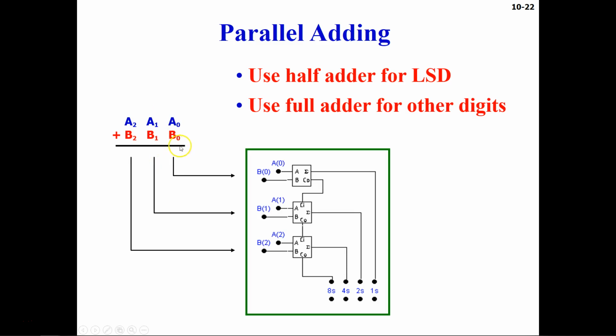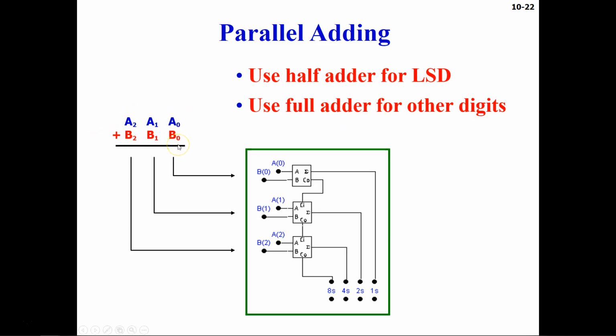If you add A0 and B0, it means you are adding just 1 bit. If you are adding A1, A0, B1, B0, then you are adding 2 bits. And if you are adding A2, A1, A0 with B2, B1, B0, then you are adding 3 bits. So far we saw in the last lecture for the adder how we were adding 2 bits using the half adder and the full adder. Now we are going to add 3 bits.